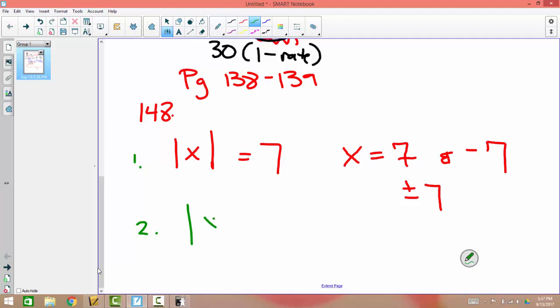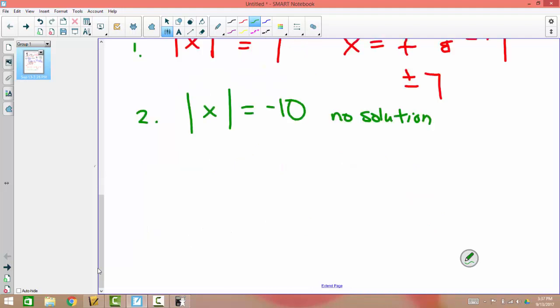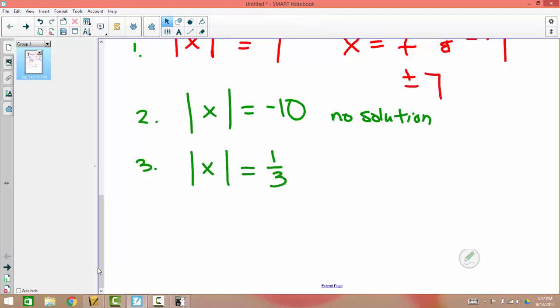If you had something like the absolute value of x equals negative 10, that is no solution because you will never get a negative when you're taking the absolute value. So the absolute value of x equaling 1/3, go ahead and try that. Hopefully you got positive or negative 1/3. So we're going to step it up a teeny tiny notch here.